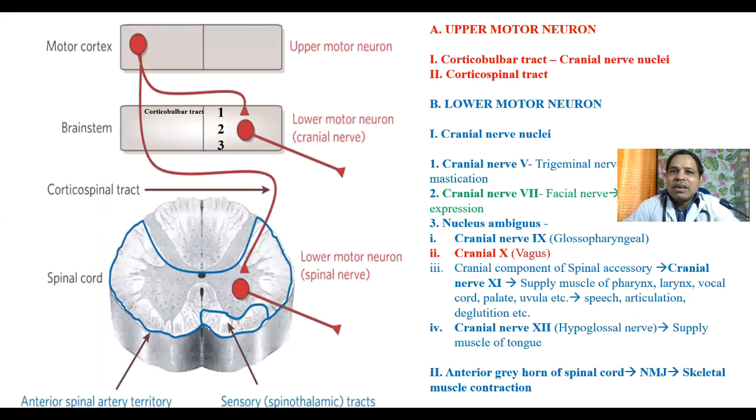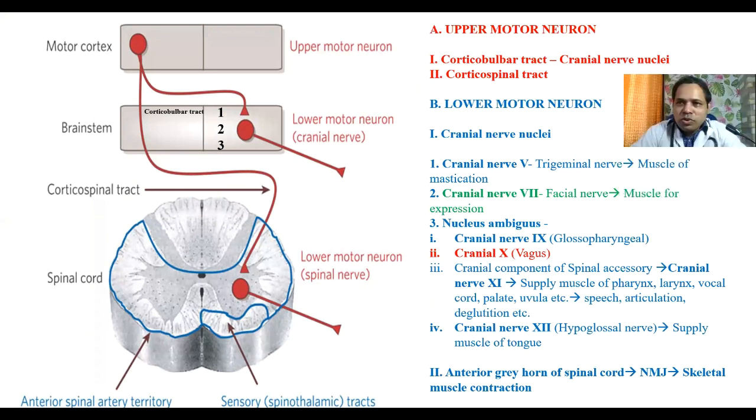But as I already told you, I'm going to prove you wrong that there is one upper motor neuron and one lower motor neuron. In fact, it is false. There are two upper motor neurons and two lower motor neurons.